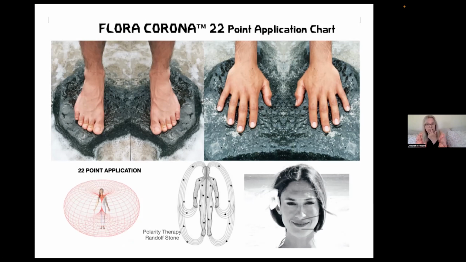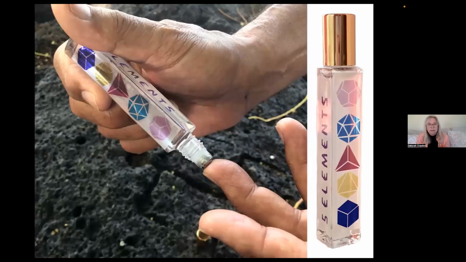And then this illustration down on the right. This is the activation point above here for the central channel of the governing vessel. And this is the activation point for the conception vessel, these two midlines, front and back. So when you add those two, along with applying to all 10 fingers and 10 toes, then you get this activation.